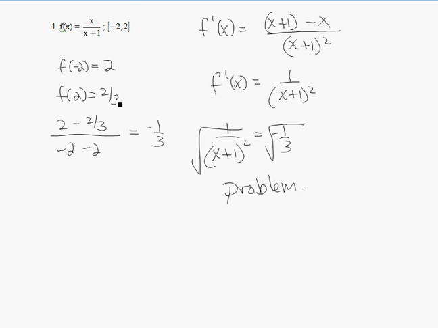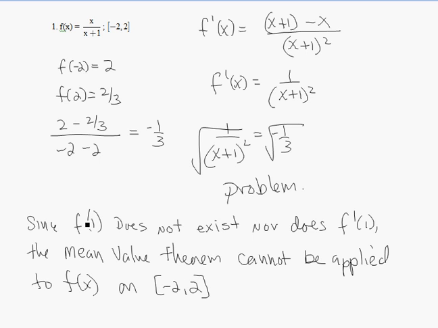So we want to write out just something real quick like that, just stating that it can't be done. So let me write that. Since f of negative 1 doesn't exist, nor does f prime of negative 1, the mean value theorem cannot be applied to f of x on the interval negative 2 to 2.